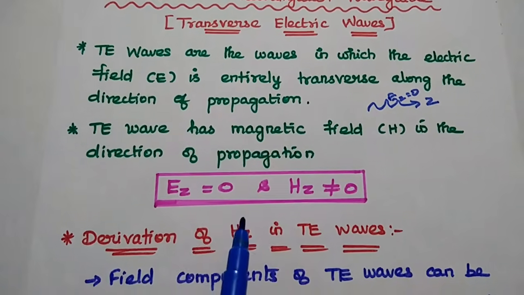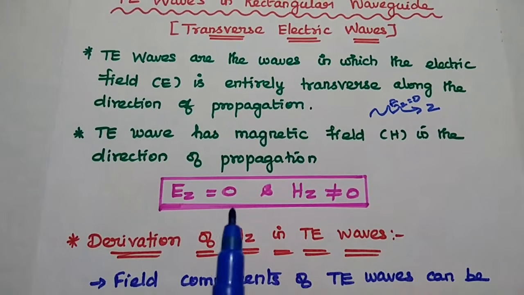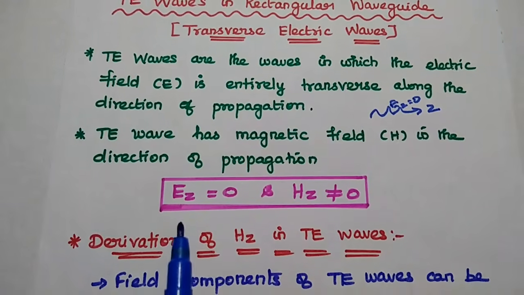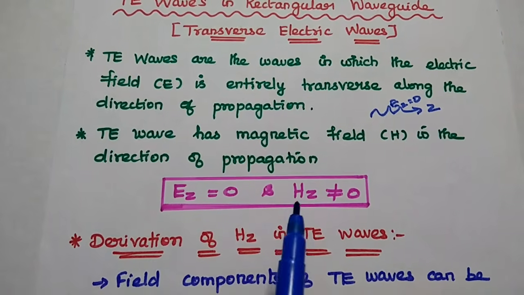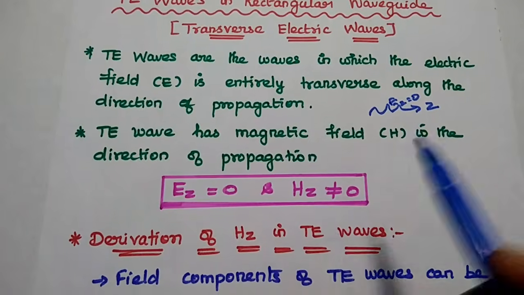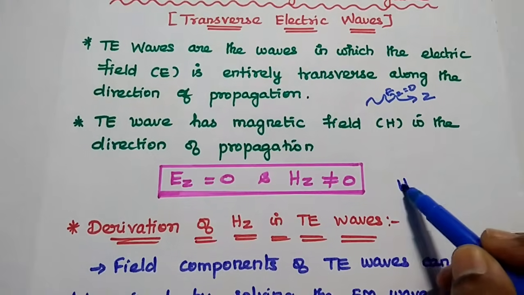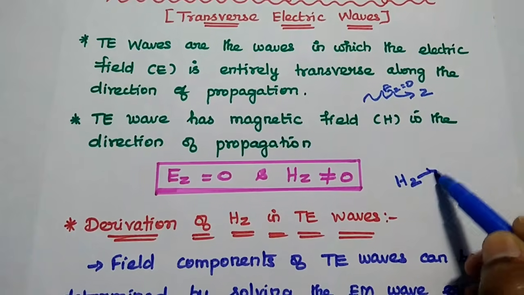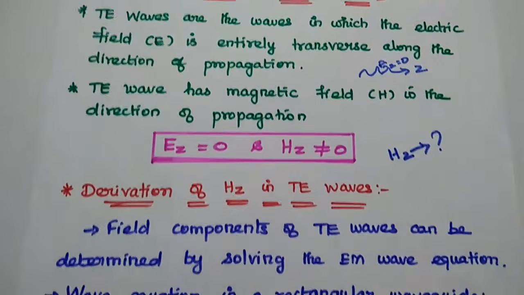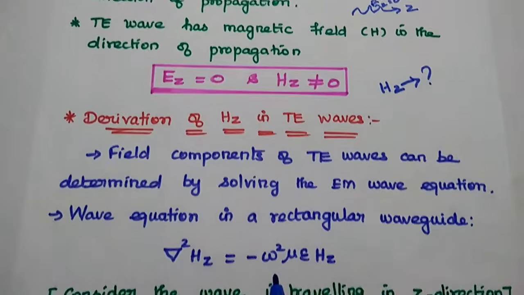But the TE wave has the magnetic field in the direction of propagation. That's what is given here. For TE waves in rectangular waveguide, Ez is equal to 0, Hz is not equal to 0. So it has the Hz component. First we are going to find this Hz component in TE waves.